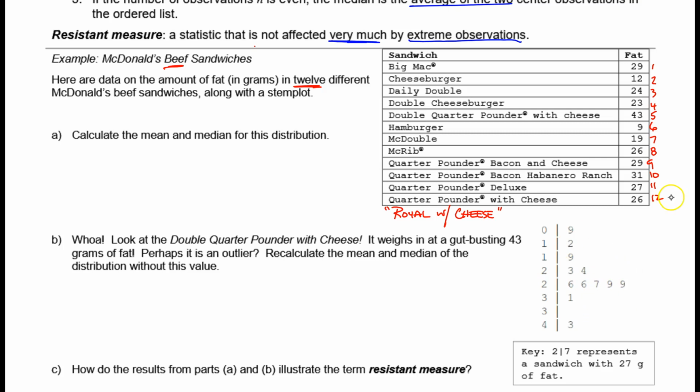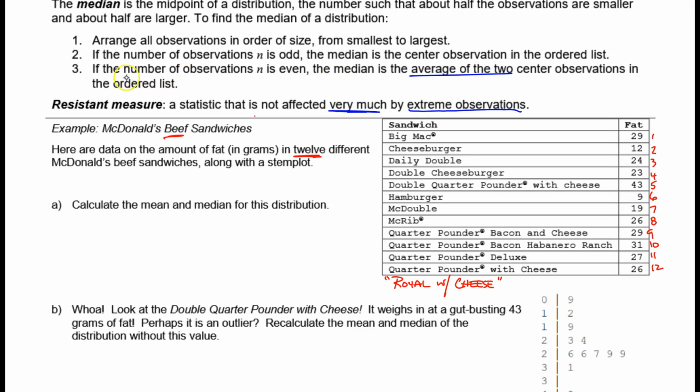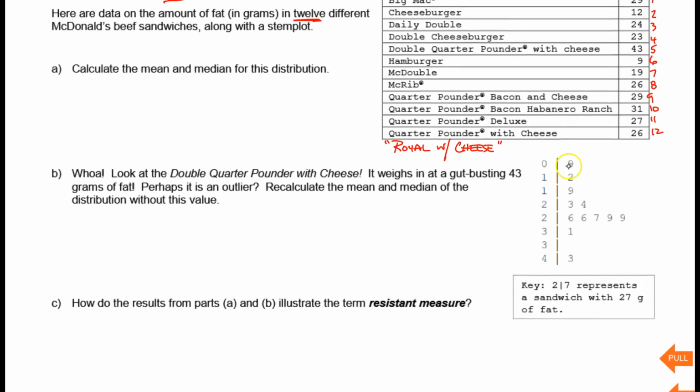Now, the distribution has an even number of observations, so I'm going to look for the 6th and 7th value in the distribution and then average those two. So if the number of observations n is even, the median is the average of the two center observations. So that would be the 6th and the 7th. So let's find those. 1, 2, 3, 4, 5, 6, 7. So the 6th and 7th observation are both 26. So that means the median of the distribution is 26. And a lot of times you will see the letter capital M for median, 26 grams of fat.